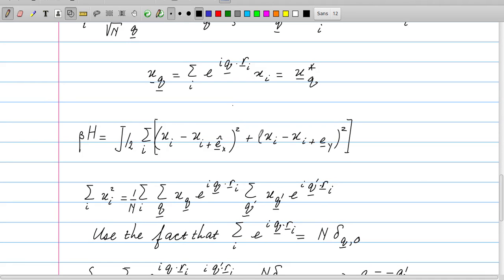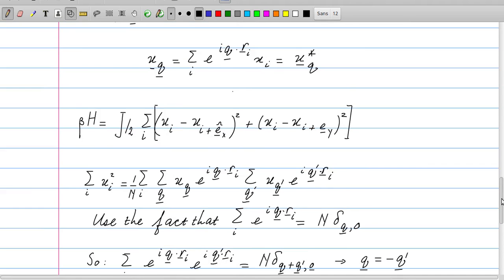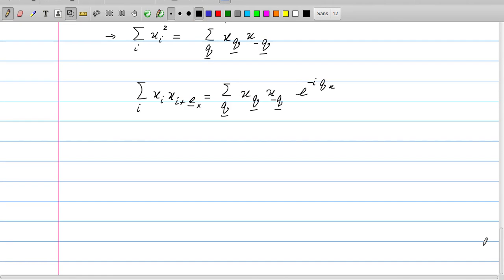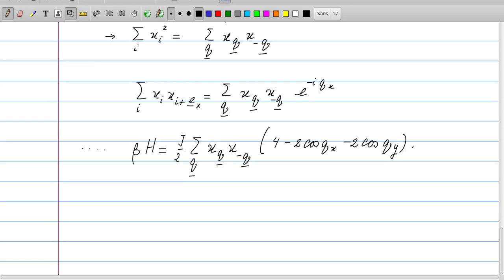If we work out the squares, we have a lot of terms, and we will not do, of course, all the steps in detail, but we merely give the result, and that is the following. We obtain the form beta H is J over 2, sum over q of x_q x_{-q}, and then the factor 4 minus 2 cosine q_x minus 2 times cosine q_y.